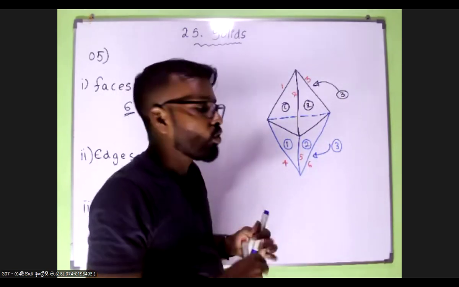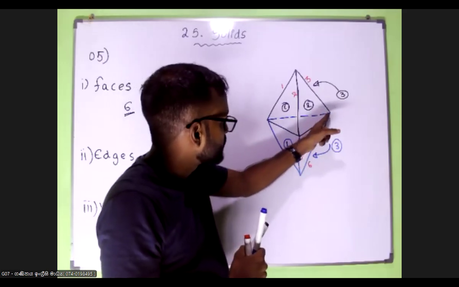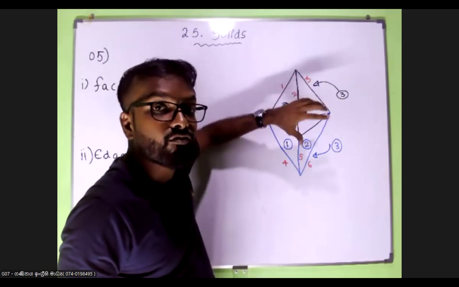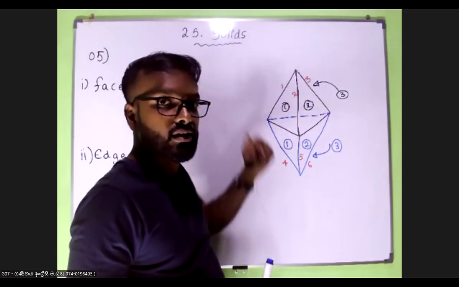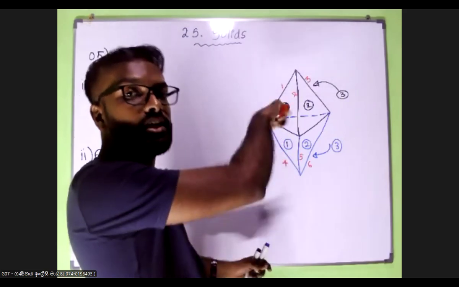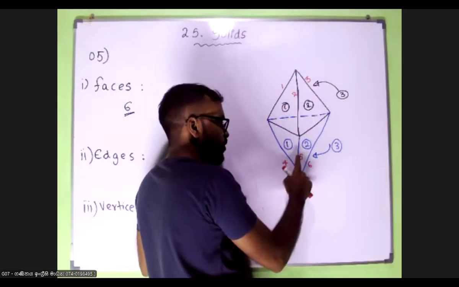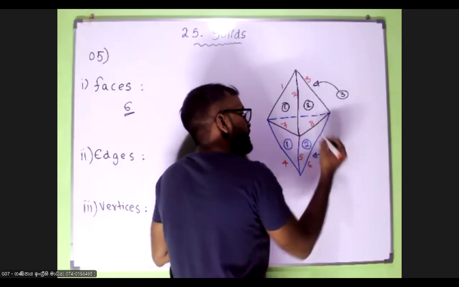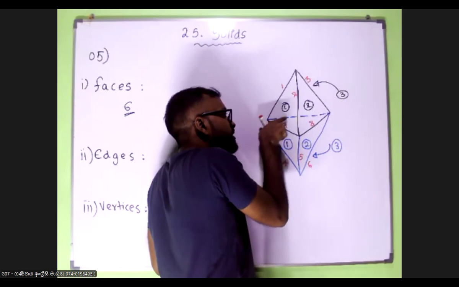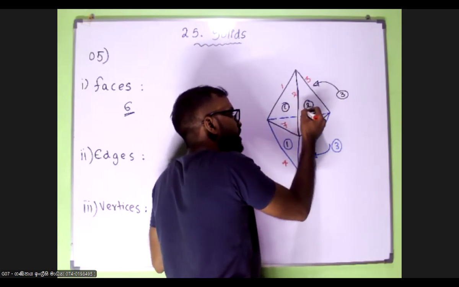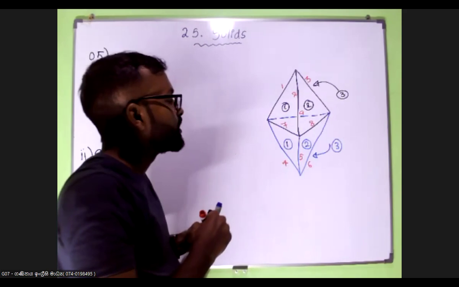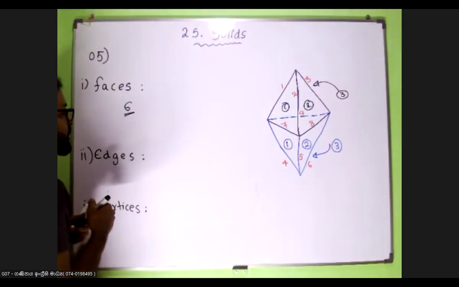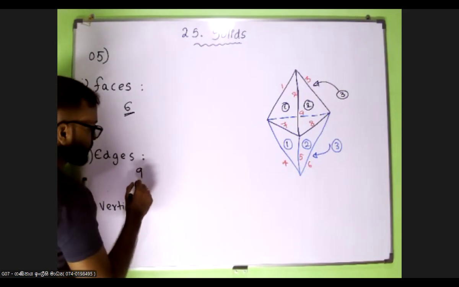Is it finished? No. What about this? And what about this dashed one? The edge that we cannot see on the other side. So there are another 3 edges. 1, 2, 3, 4, 5, 6, 7, 8, and the other side, this one we cannot see, so it is 9. All together, there are 9 edges.